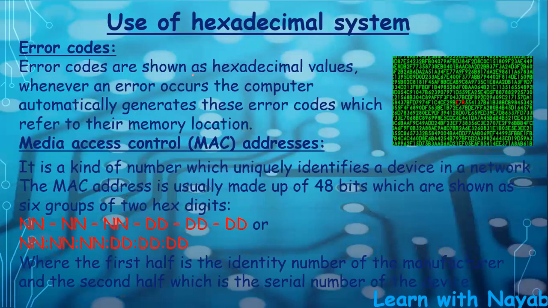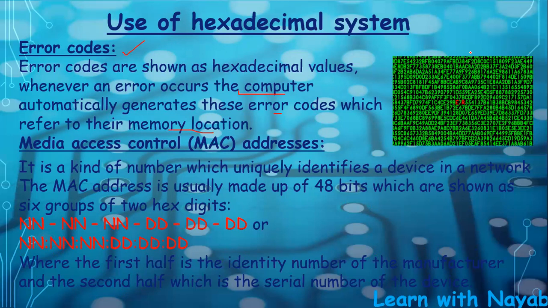Now, we have to talk about the uses of the hexadecimal system. First of all, the hexadecimal system is used for error codes. So what are error codes? Error codes are shown as hexadecimal values whenever an error occurs in the computer. The computer automatically generates these error codes, which refer to a memory location. So whenever an error occurs in some processing or programming, the computer automatically generates codes which are in hex form.